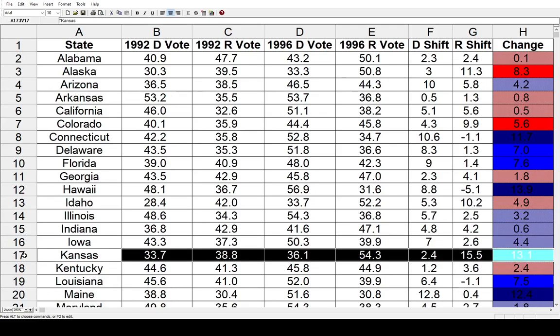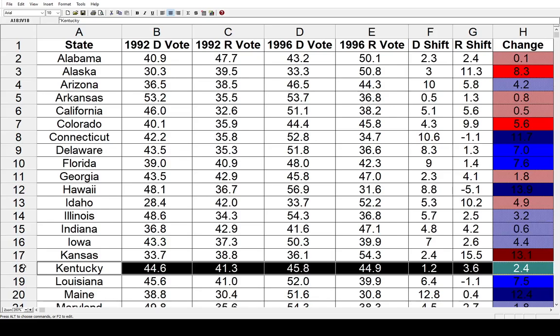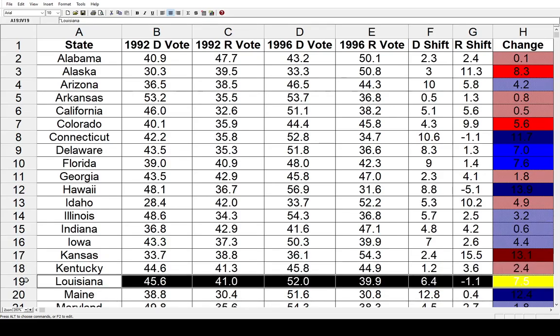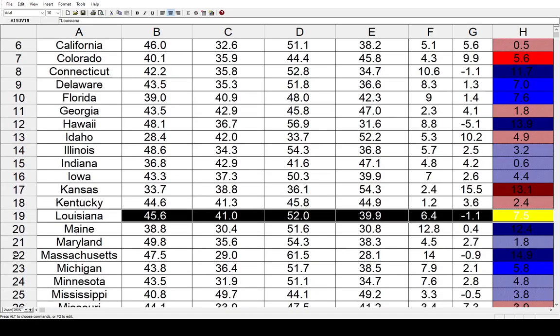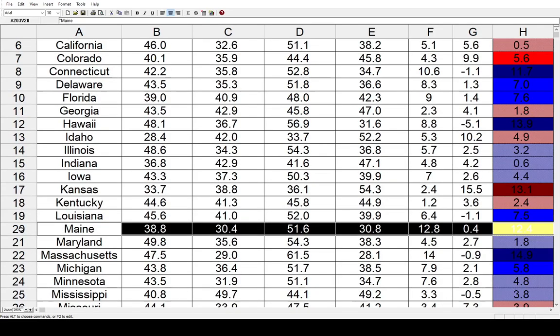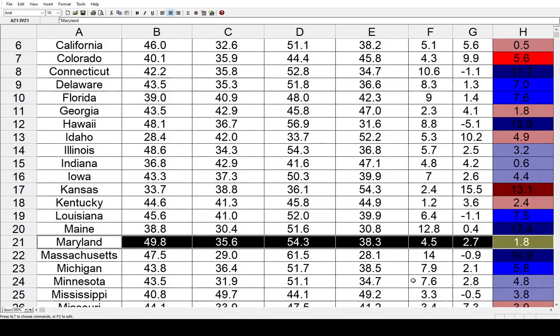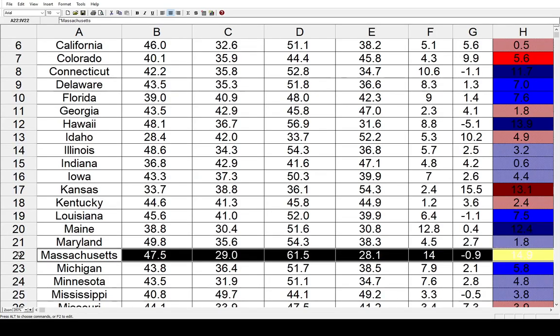Kansas went a big 13.1 toward the Republicans. I'm sure a lot of that is because Bob Dole, the Republican nominee, was from Kansas. The next state is Kentucky, and that went 2.4 toward the Republicans. Louisiana went 7.5 toward the Democrats. Maine went double digits, 12.4 toward the left. In Maryland, that went a modest 1.8 toward the Democrats. In Massachusetts, it got bluer by 14.9%.